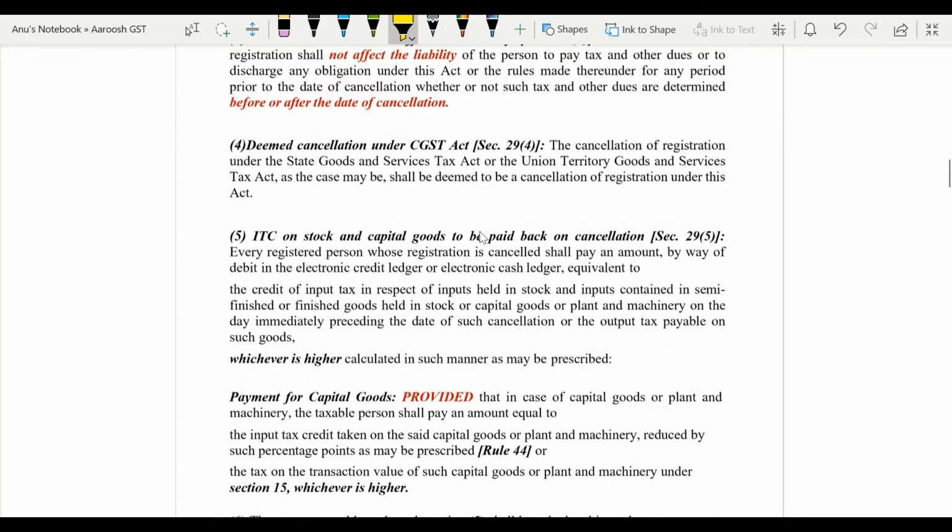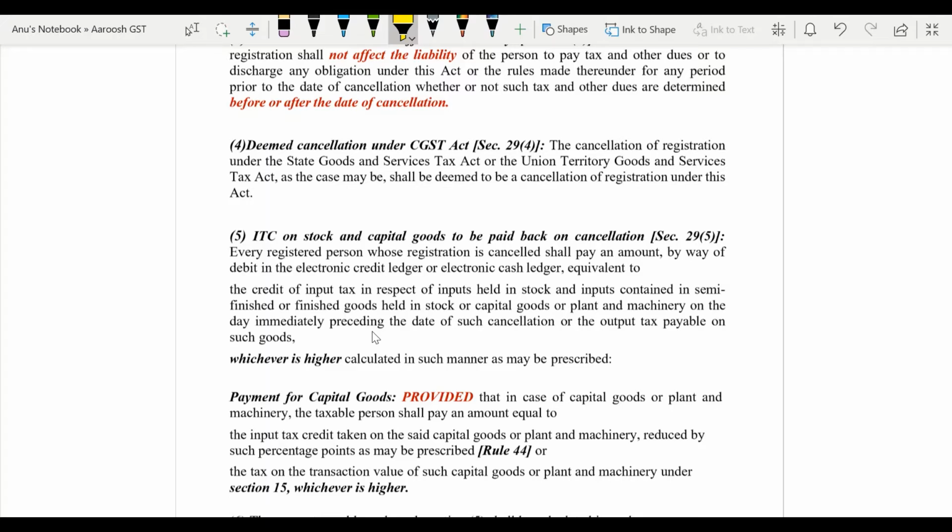ITC on stock and capital goods to be paid back on cancellation. Every registered person whose registration is cancelled shall pay an amount by way of debit in electronic credit ledger or electronic cash ledger equivalent to the credit of input tax in respect of inputs held in stock and inputs contained in semi-finished or finished goods held in stock or capital goods or plant and machinery on the day immediately preceding the date of such cancellation or output tax payable on such goods, whichever is higher, calculated in such manner as may be prescribed.